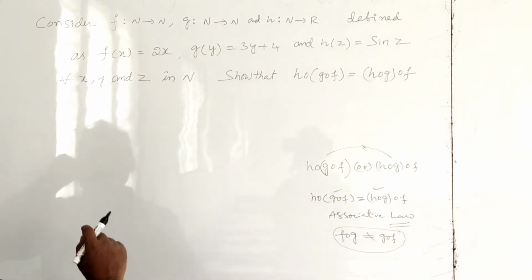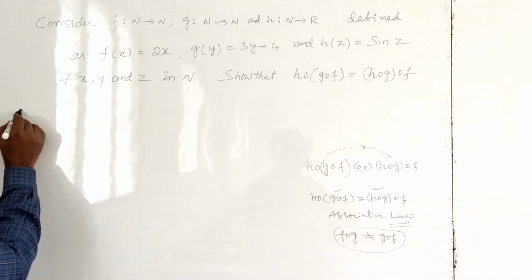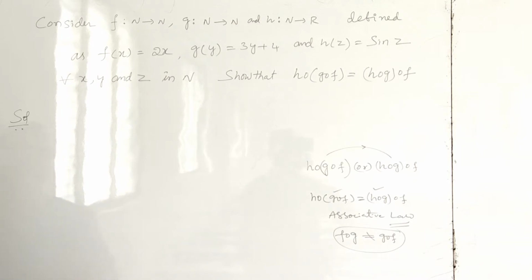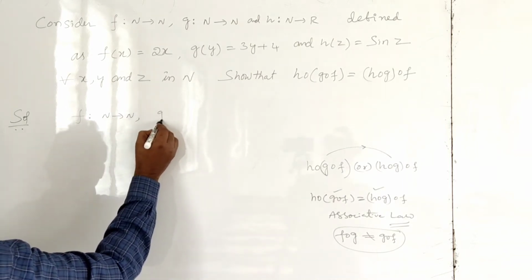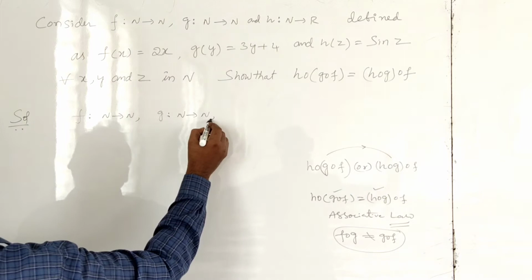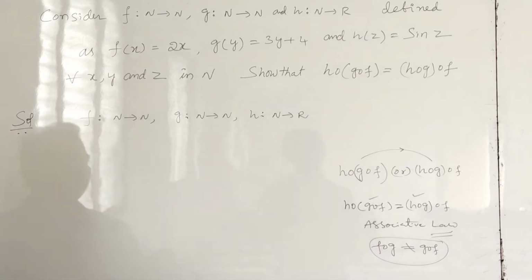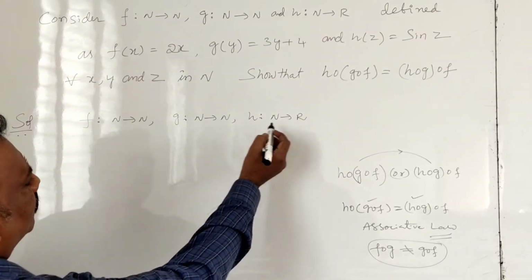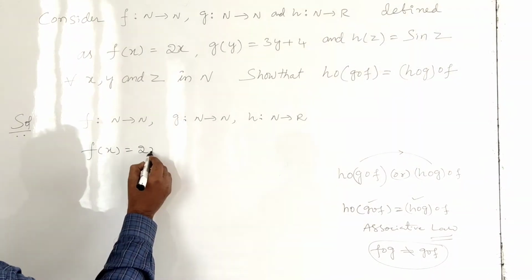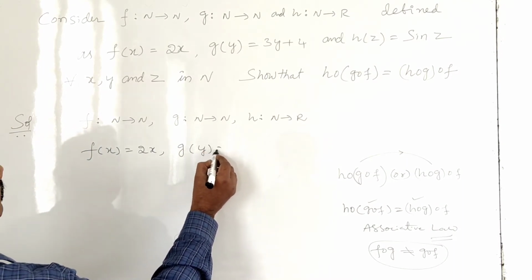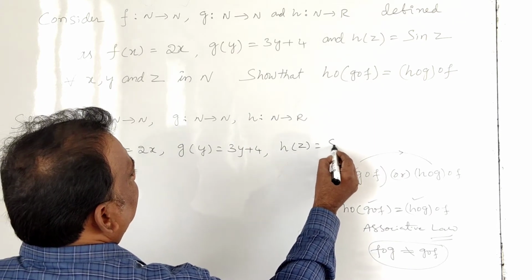Right. So here 3 functions are given. f is a mapping from N to N, natural numbers to natural numbers. g is a mapping from N to N and h is a mapping from N to R. So f is a mapping from N to N, g is a mapping from N to N, h is a mapping from N to R, and f of x is given as 2x, g of y is given as 3y plus 4, and h of z is given as sin z.